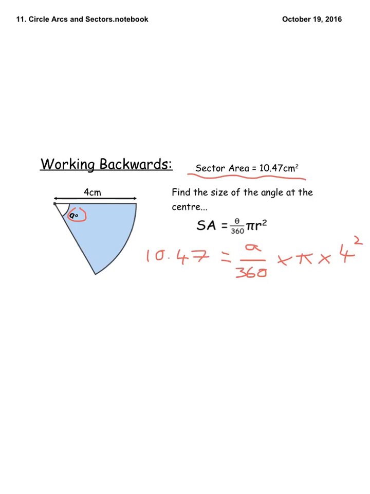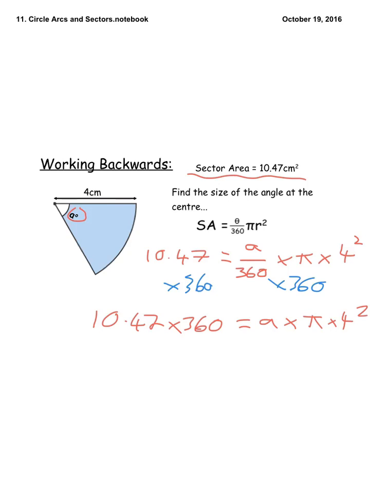Okay, we now have all our information in the equation. Now we need to rearrange. So again, I'm going to multiply both sides by 360. And I'm going to get 10.47 times 360 is equal to A times pi times 4 squared. I'm going to again divide by pi times 4 squared on both sides of the equation.